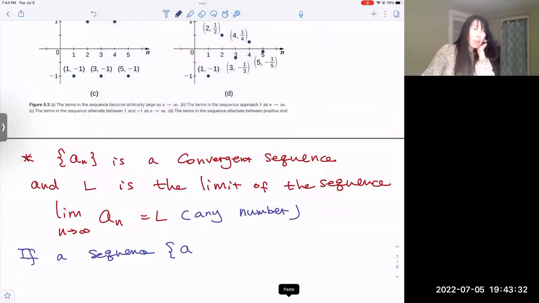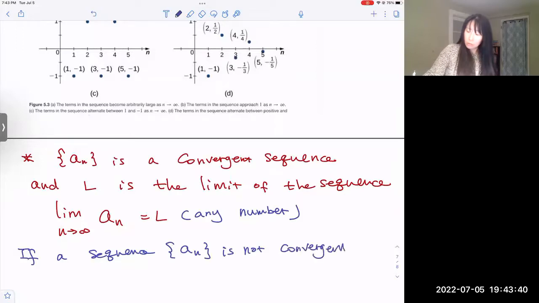If a sequence a sub n is not convergent, we call it a divergent sequence.